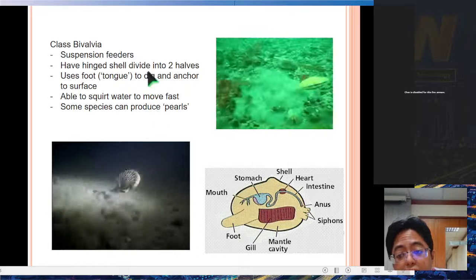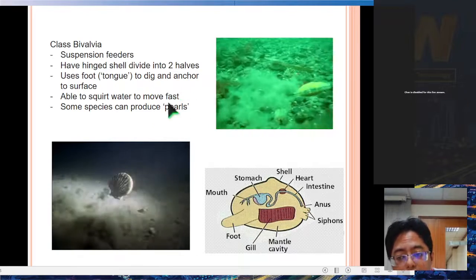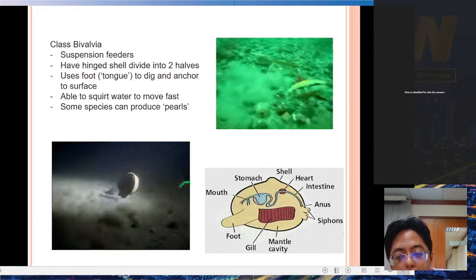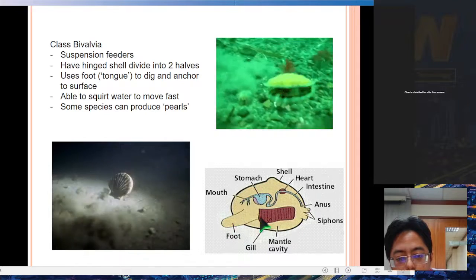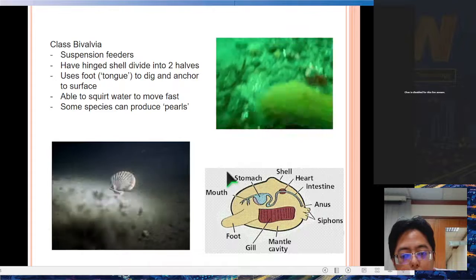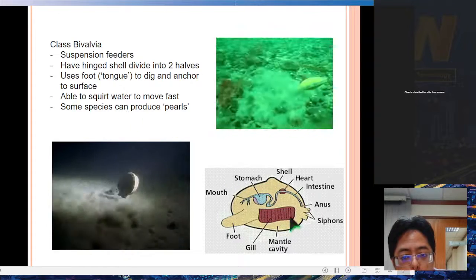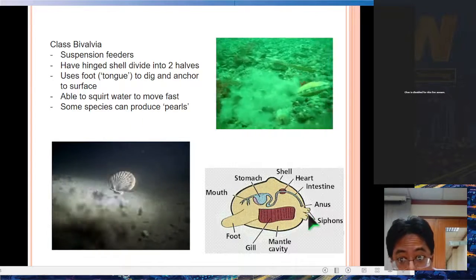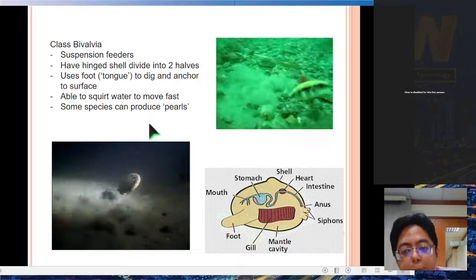They have a hinged shell that divides into two halves. They use the foot, they look like tongues right here. Okay, the foot to dig into and anchor to a surface. So if they want to really run fast, they can squirt water by using the valves. And some species can produce pearls.